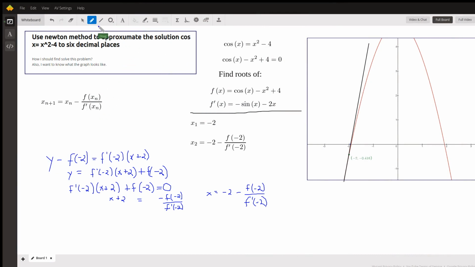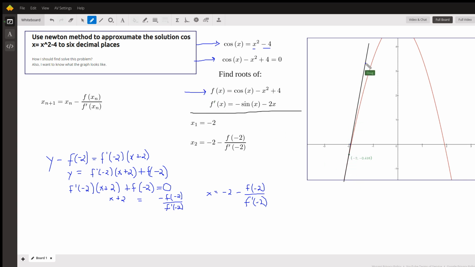Okay, you're asked to find the solution or solutions to this equation right here. And that's the same as finding the solution to this equation. I just subtracted these terms from both sides, got it equal to 0. And that's the same idea as finding the roots of this function.